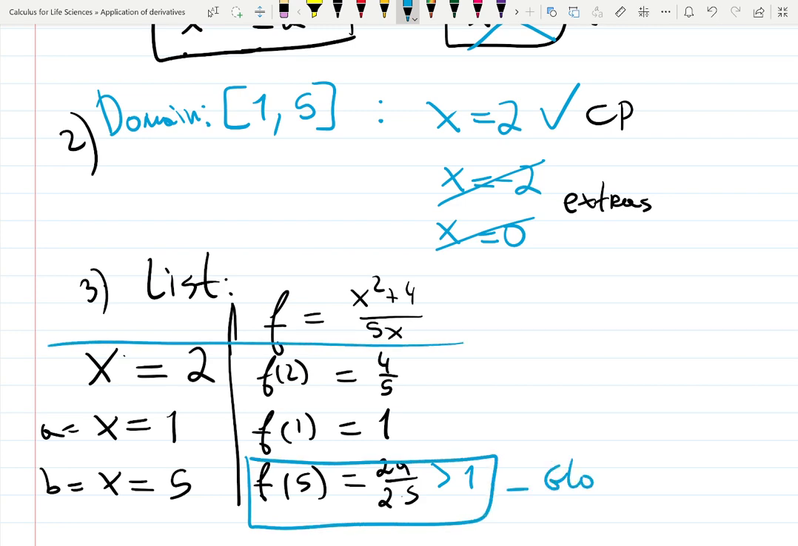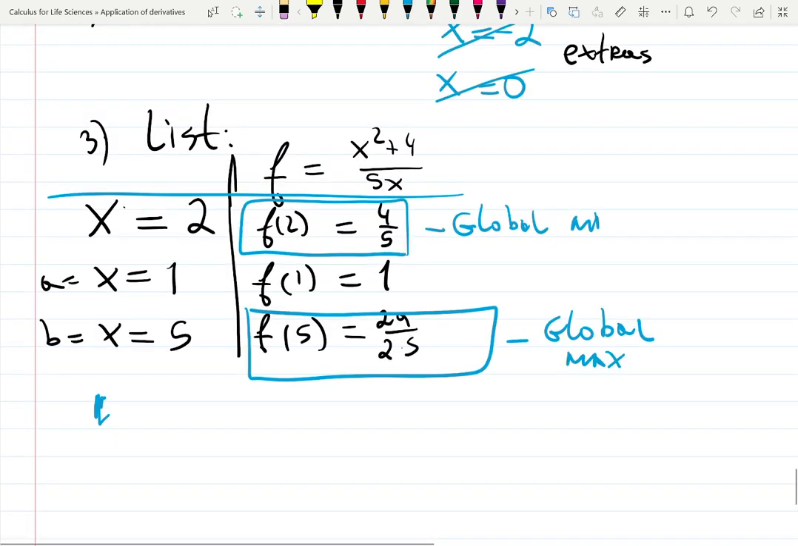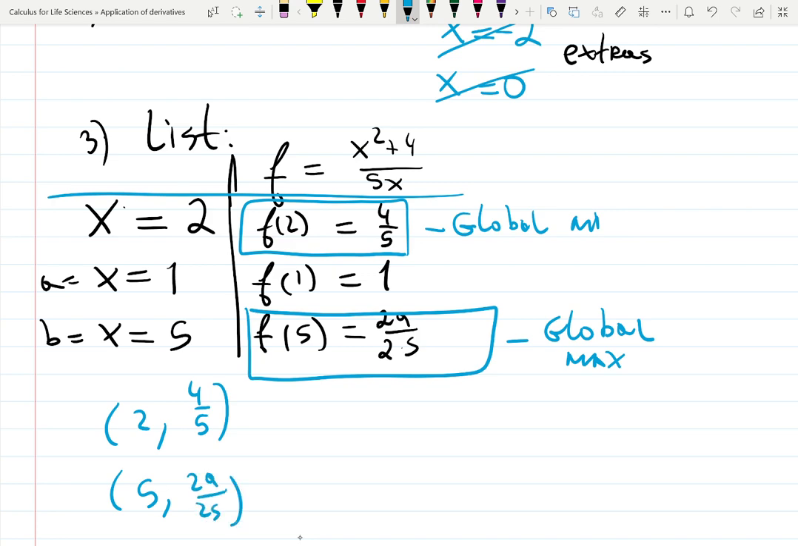That is your global maximum. Happening at 5 and is 29 over 25 high. What is the minimum? 2. That is your global minimum, like so. So the answer will be x comma y, which is (2, 4/5) and (5, 29/25). This is your global minimum, and then this is your global maximum on the given interval. If the interval is increased, everything should be recalculated from scratch.